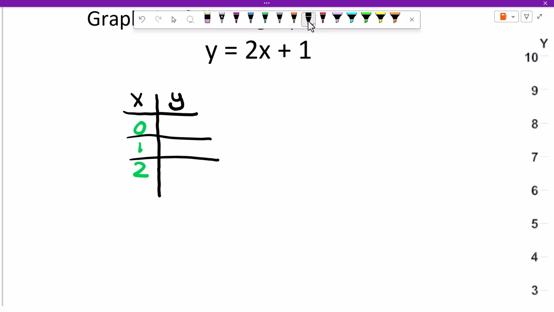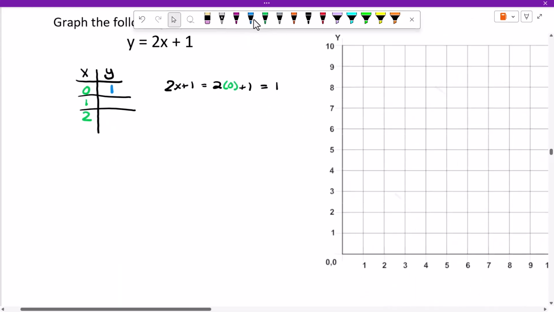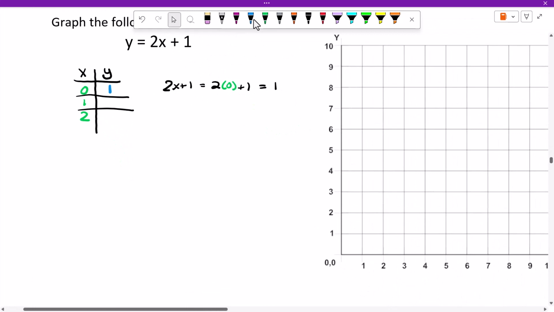We go over here. We go 2x plus 1. We stick in the number 0. So 2 times 0 plus 1, right? Yeah, 2 times 0 is 0. 0 plus 1 is 1. And we have our first point, 0 and 1. Right? So we go here. We go 0 on the x and 1 on the y, and we draw a little dot.